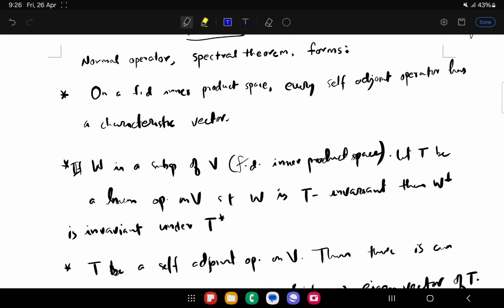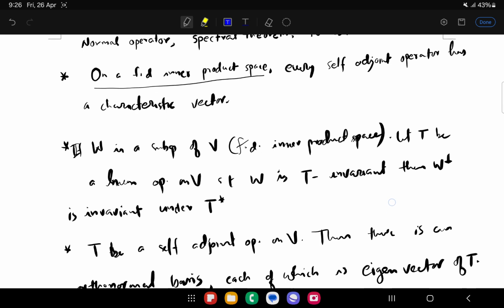On a finite dimensional inner product space, every self-adjoint operator has a characteristic value and characteristic vector, in fact. Okay, finite dimensional inner product space. It is necessary, for an infinite dimensional space a self-adjoint operator might not have a characteristic vector. A counterexample was given in the classroom. Okay, for that you can see the lecture.